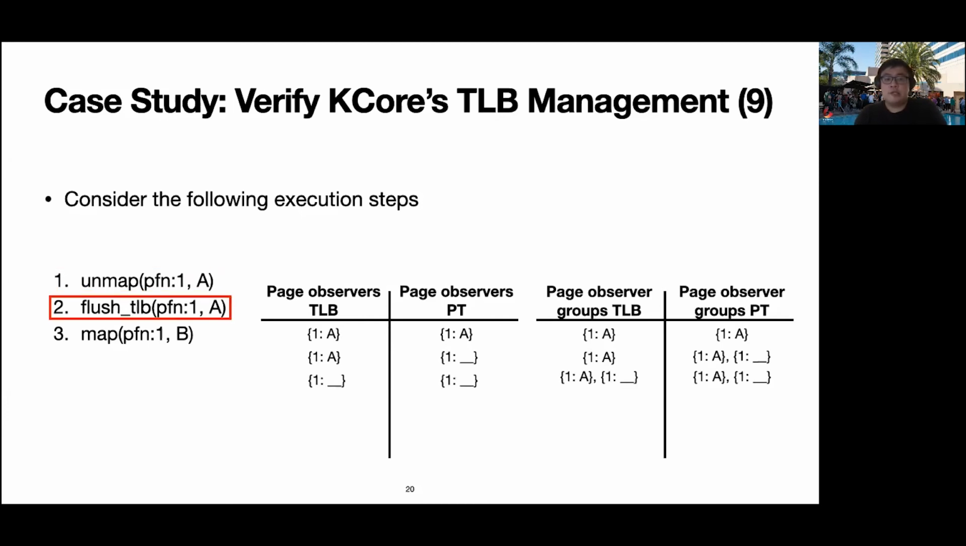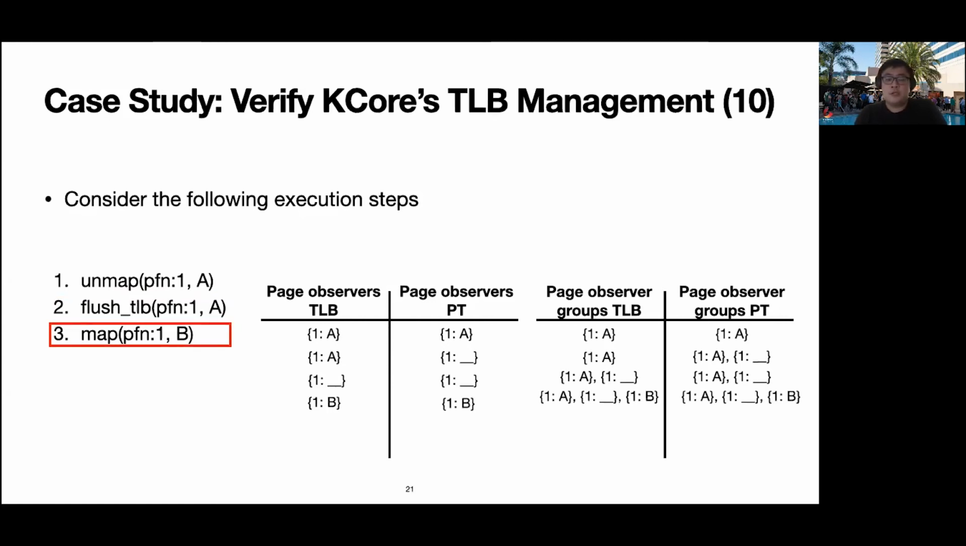Next, KCore flushes the TLB for the entry that maps to PFN1. The resulting page observers through TLB become null after the TLB flush, and the TLB's page observer groups include the new page observer. Finally, KCore maps PFN1 to VMB's page table. Intuitively, the resulting page observers for PFN1 through page table contain VMB, and so do the ones via TLB. The latter is because the translation to PFN1 using VMB's updated page table can be cached in the TLB. The resulting page observer groups for TLB and page table both include the new page observer VMB.